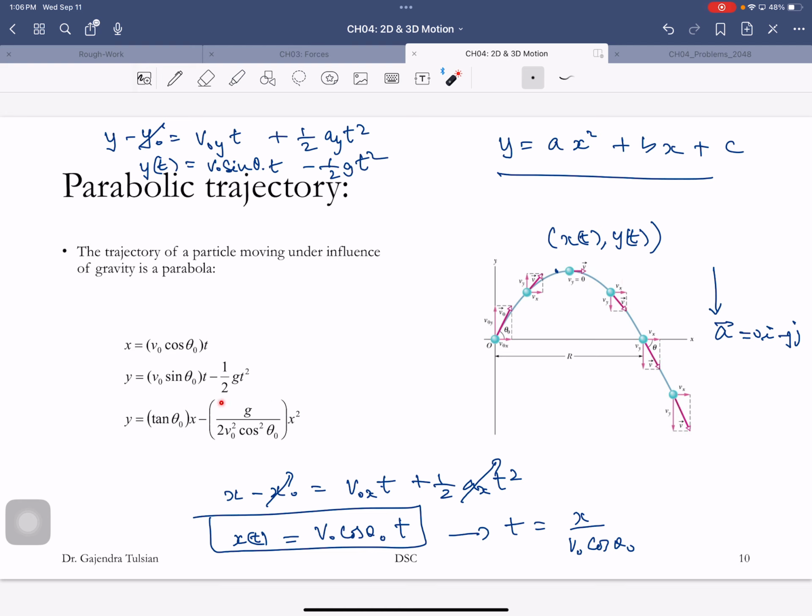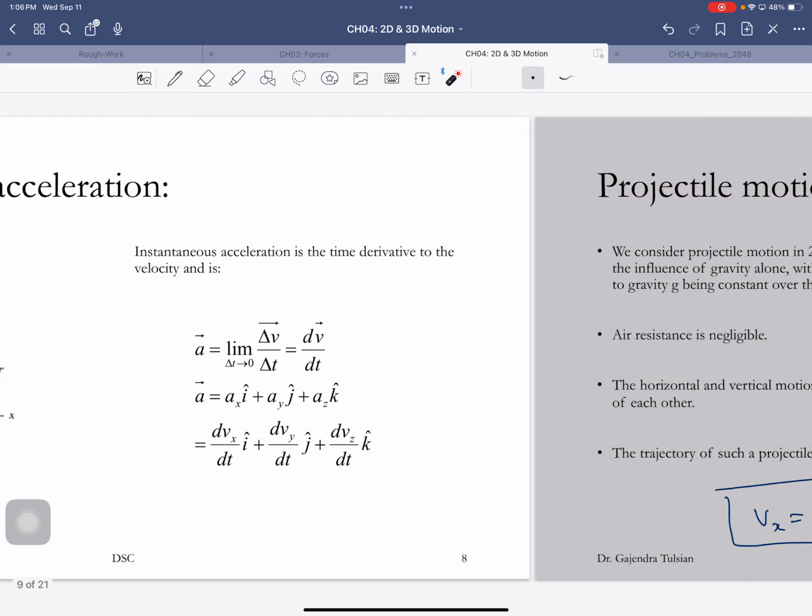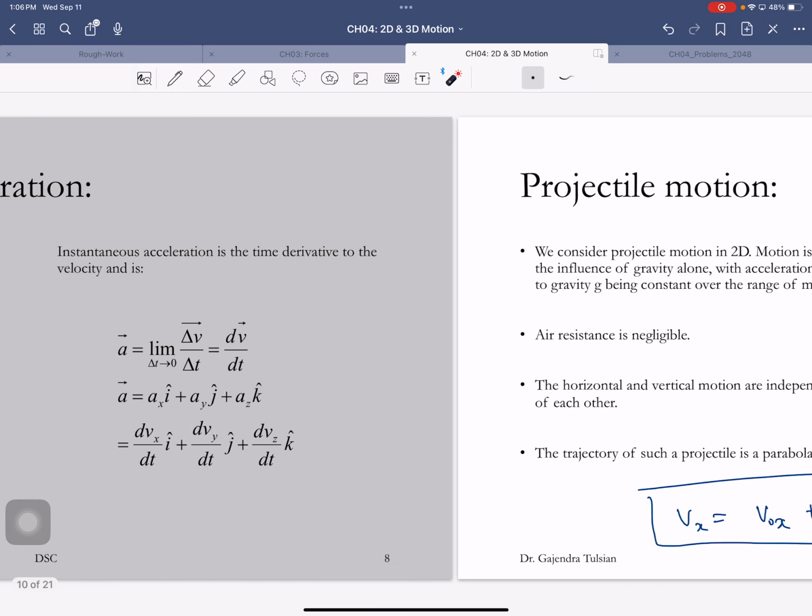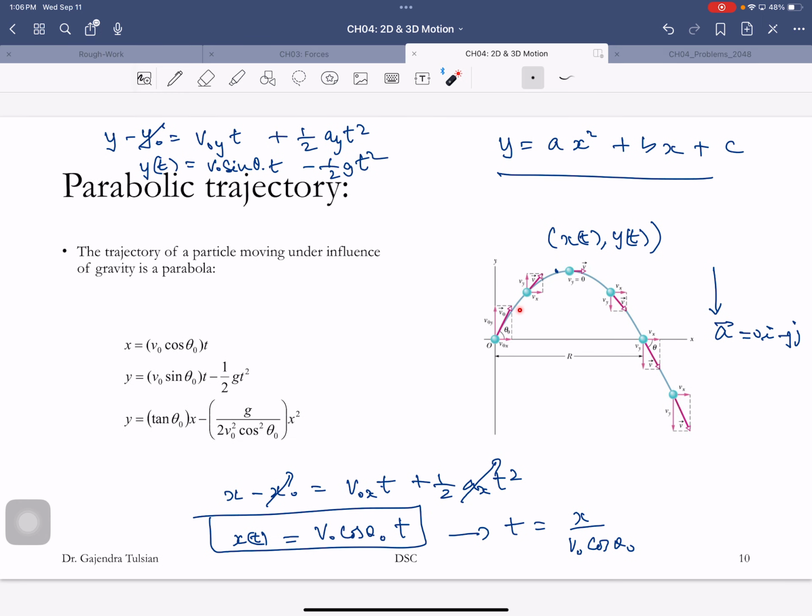When a is negative, the parabola points downward, and that's what this is. All right, so we have shown that this is a parabola. Now, it turns out that this is not exactly a parabola. It's a parabola if the acceleration is constant like this.